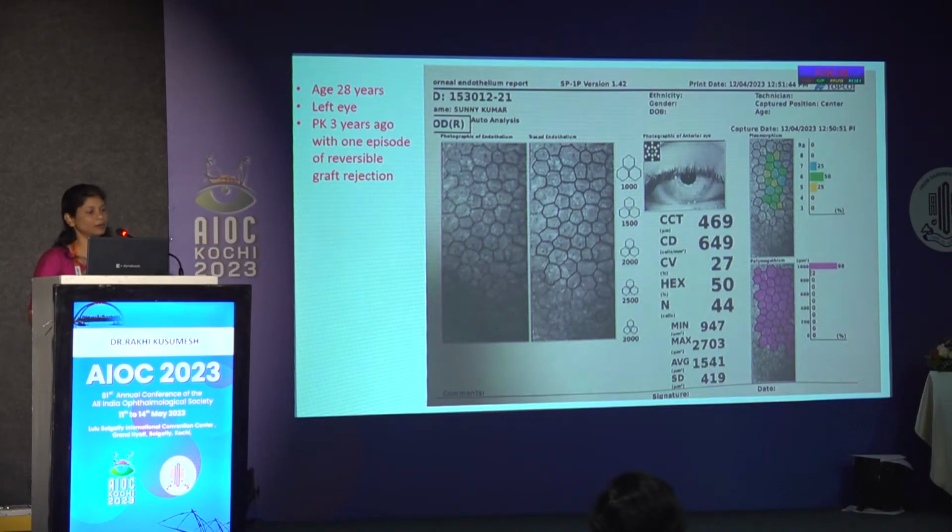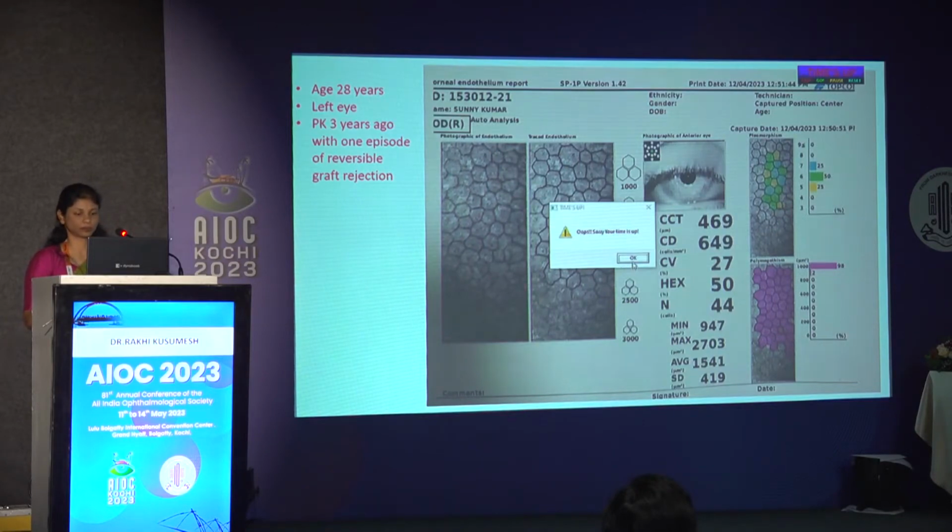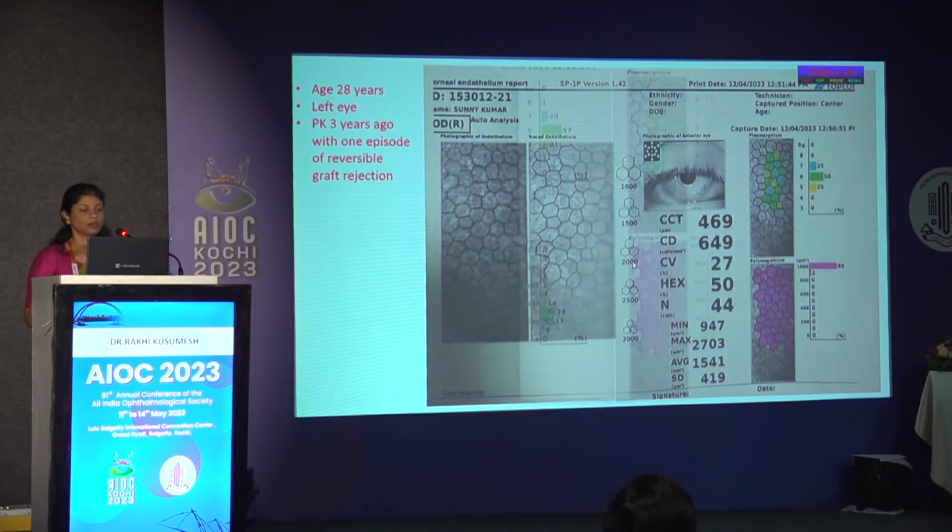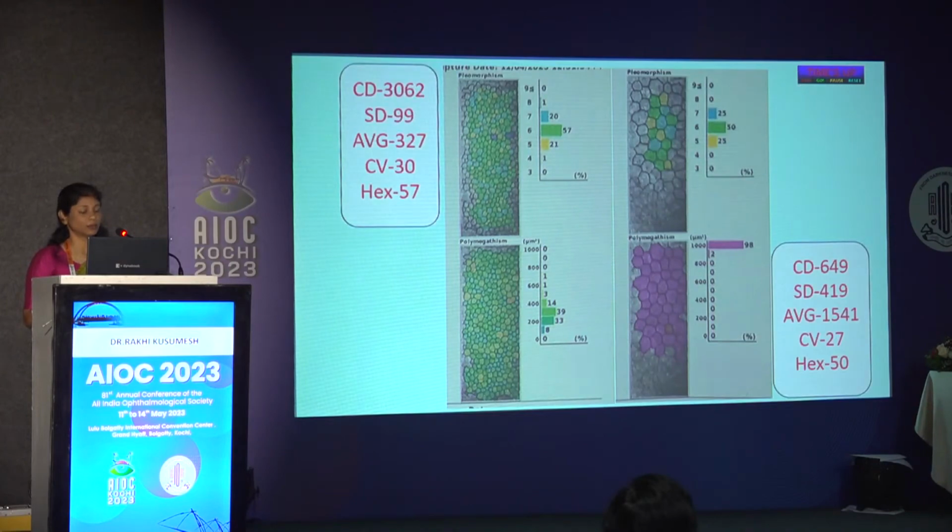He had PK done 3 years ago and one episode of graft rejection. So here you can see the size of the cells is very large. Still the CCT is good, 469. Cell density is just 649, but he's maintaining 6/9 vision with this, because hexagonality is 50% and CV is 27. So this is the same case, a comparison of right and left.